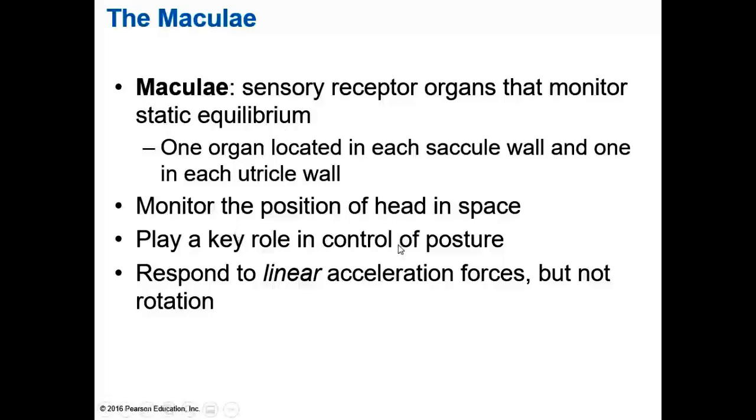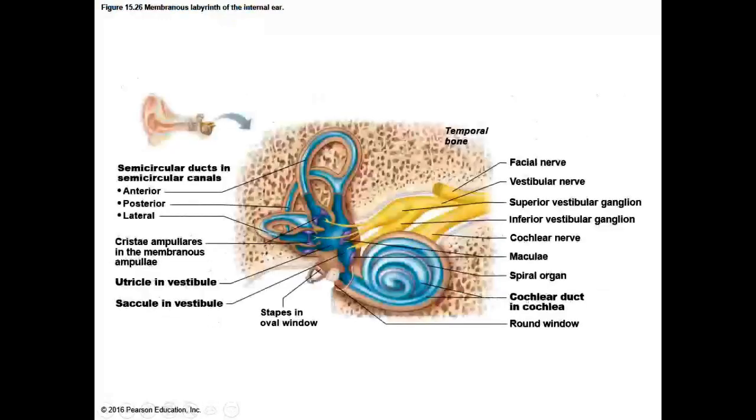And so it has a key role in posture, again, which way's up, and also linear acceleration forces, like if you're in a car and they accelerate quickly, picked up by the vestibule. Not rotation. That's the semicircular canal. The semicircular canal's organ for creating the action potential is the crista ampullaris. The crista ampullaris. These are some questions I want you to understand for the test. The macula is in the vestibule, the crista ampullaris in the semicircular canal.